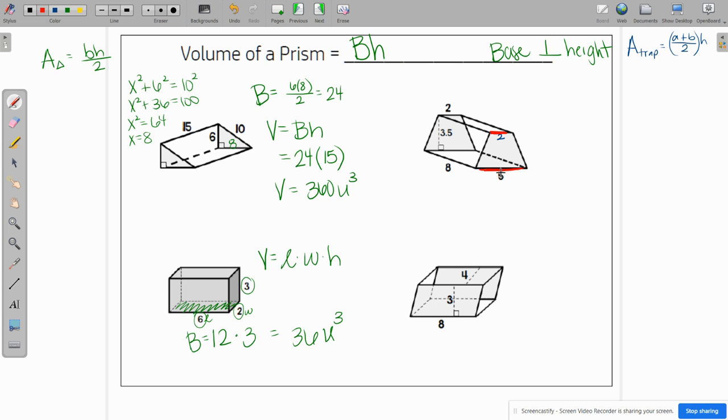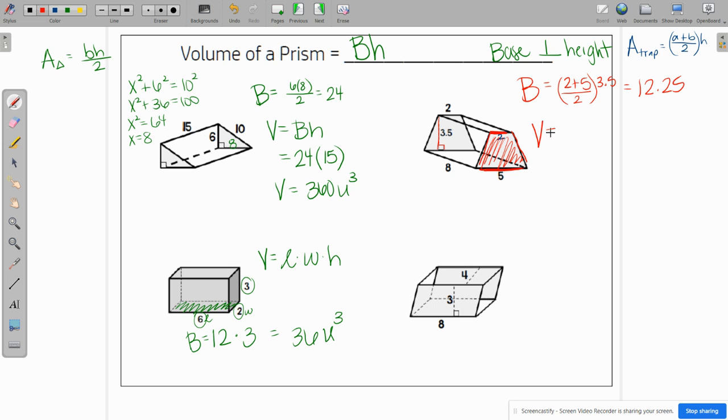bases of the trapezoid. To find the area of the base of the prism, I have to take those 2 plus 5, divide it by 2, and then multiply by the height of the trapezoid. That height is right here. This is what's perpendicular to those 2 bases, so we're going to multiply by 3.5. 2 plus 5 is 7, divided by 2 is 3.5. And 3.5 times 3.5 is 12.25. So the area of this trapezoidal base is 12.25 units squared.